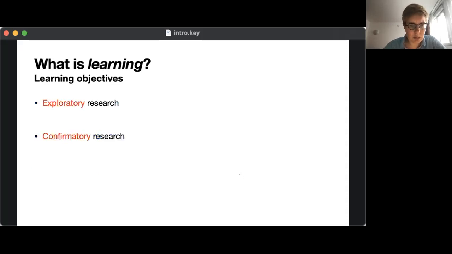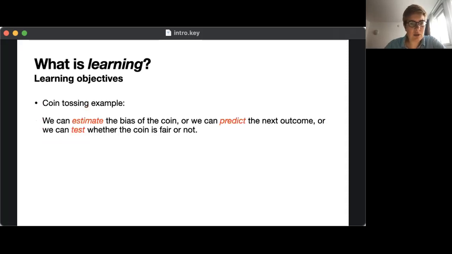And there's also a dichotomy between exploratory and confirmatory research. So in exploratory research, the learner is given some data and asked to produce a hypothesis about the origin of the data. So you might, for example, be interested in understanding a possible genetic basis for a disease. So exploratory research is about finding the question, as Tukey said in 1980. And in confirmatory research, the validity of an existing hypothesis is tested. So in the coin tossing example, we can estimate the bias of the coin, or we can predict the next outcome, or we can test whether the coin is fair or not.